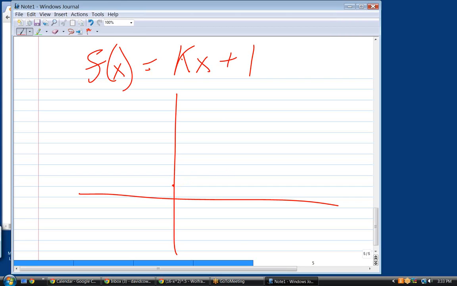Linear. Going through the y-intercept at 1 with a slope of k. Going from 0, we'll make 1 over there. And they want you to do the same thing. They want you to use left ram and right ram.